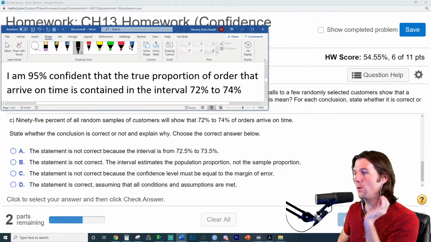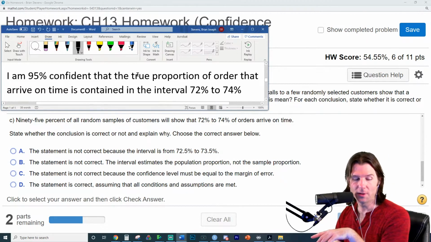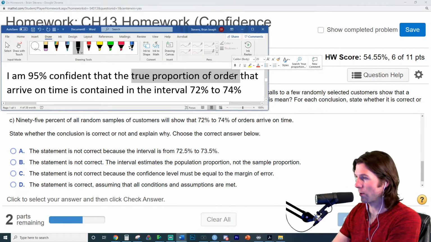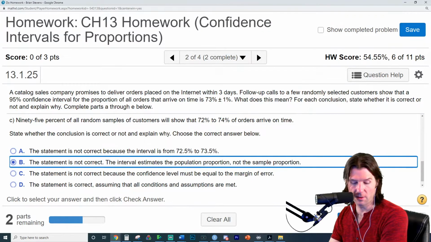So 95% of all random samples of customers will show. It's talking about the random sample again. I am 95% confident the true proportion of orders that arrive on time. So this is talking about the random sample again. So it's about the true proportion, not the random sample.